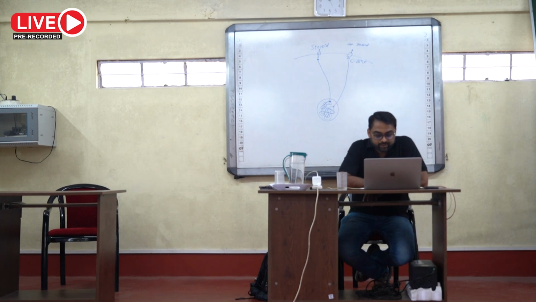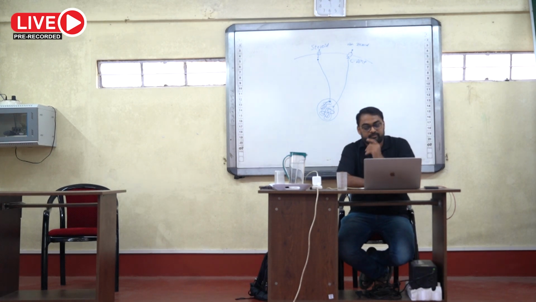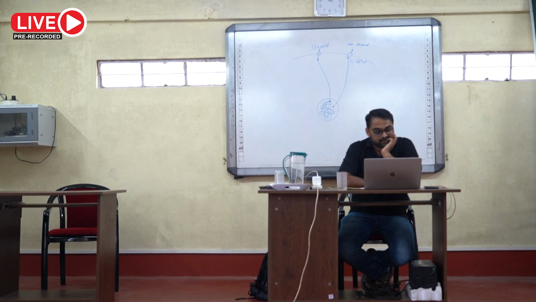Forest ecosystem, pyramid of numbers. There is one inverted pyramid. See, look at C. Look at C. What is special about C? By looking at C, what can you make out? What kind of an ecosystem is that?